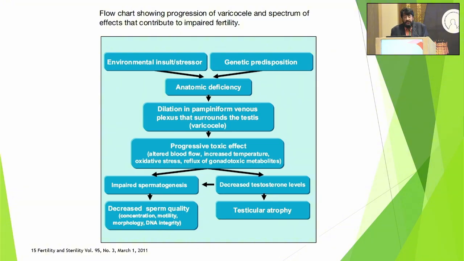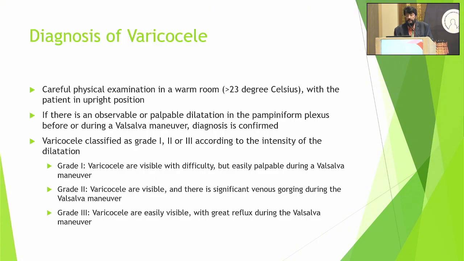So you can see that environmental stress, genetic predisposition, anatomic deficiency, dilatation in the pampiniform plexus, progressive toxic effect, impaired spermatogenesis, decreased testosterone, testicular atrophy, and decreased sperm quality could all lead to abnormal sperm morphology and abnormal sperm functions.